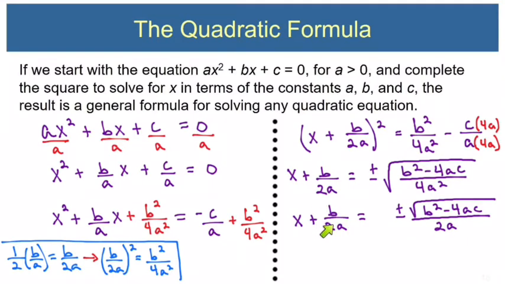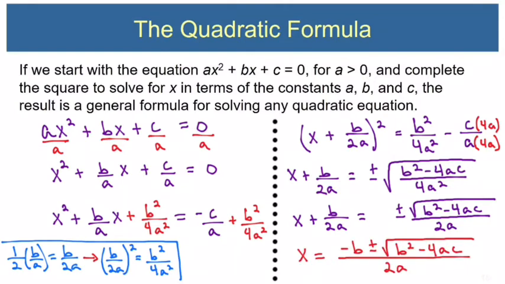Now let's move this term to the right side, and notice that the denominators are the same. So now I have negative b plus or minus the square root of b squared minus 4ac all over 2a. And there is the quadratic formula as we know it today.